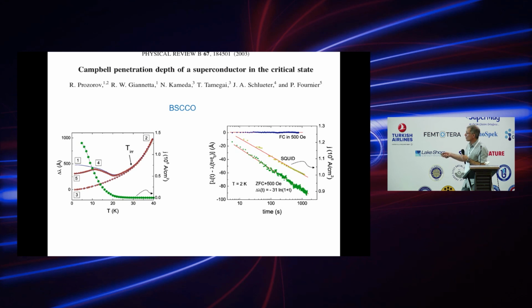So for Ruslan Prozorov, this is how the current decays, and this is how the Campbell length also goes down. Here it's negative, which means that the curvature grows. And as you see, that's the reversibility line above which there is no measured current, and above which the Campbell length is the same wherever you go up and down. You see, nothing happens with the Campbell length here. It's about the same as at the lowest temperature.